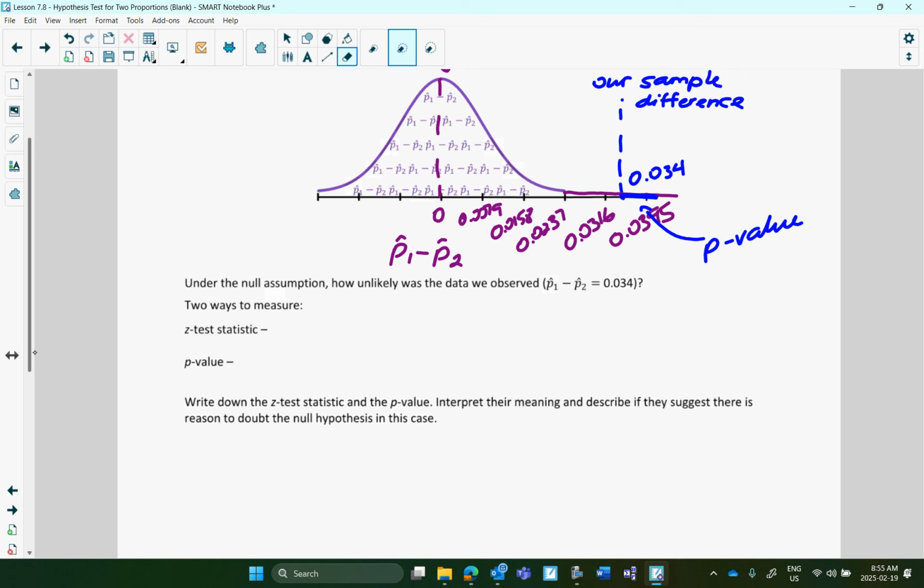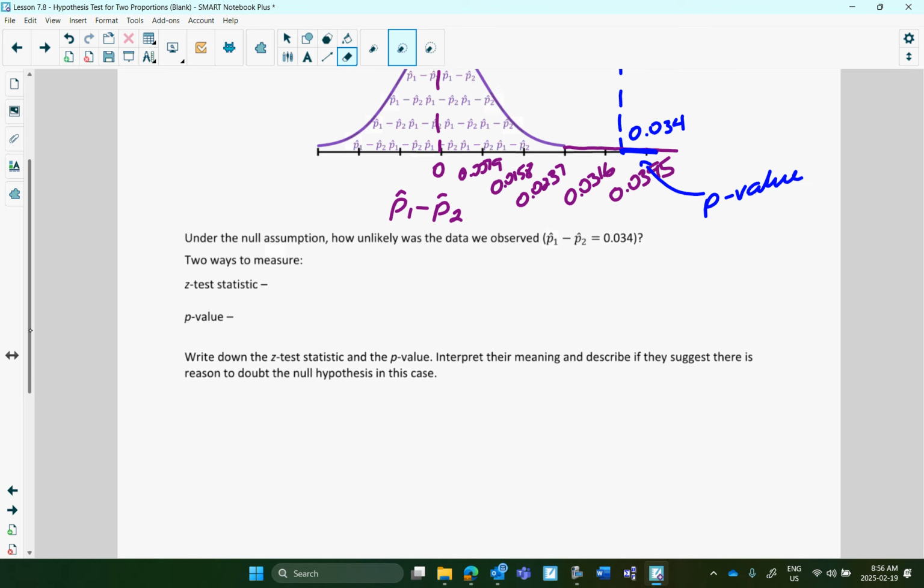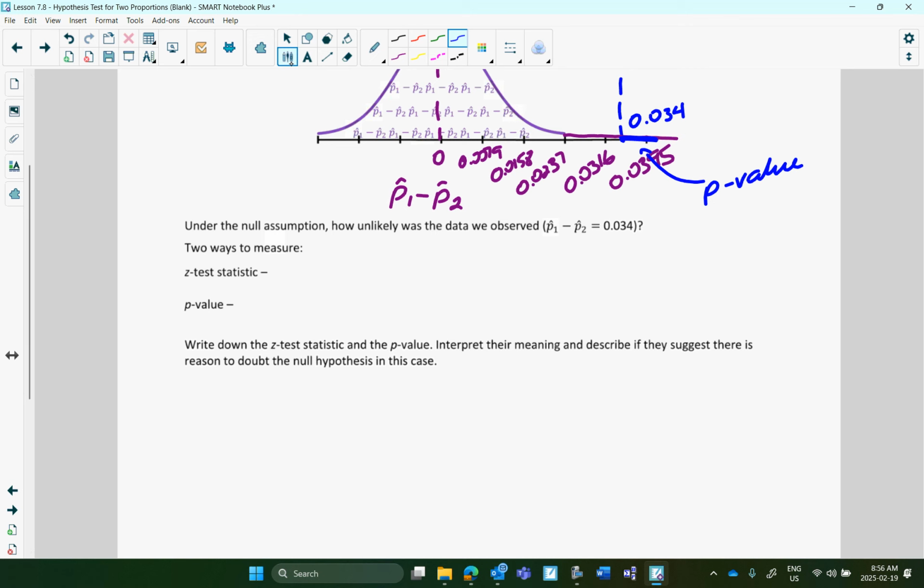We had to find a z-test statistic. So we had to find basically how many standard errors we were away. And if you remember, and maybe you may not, this goes way back to Unit 2 when we calculated z-scores. I say this because it's the same setup: data value minus mean, over the standard deviation.